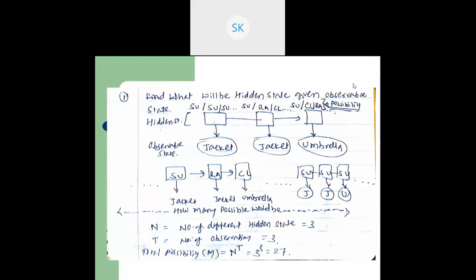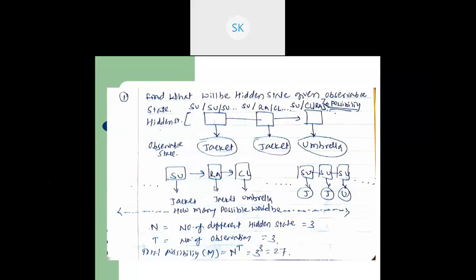The given observable states are jacket, jacket, and umbrella. We need to predict what the hidden state will be for this observable state sequence: jacket, jacket, and umbrella. So we need to find out what each box will be with respect to the observation. Maybe all three boxes will be sunny, or all cloudy, or all rainy. Likewise, first will be sunny, second rainy, third cloudy. So various combinations will be there.